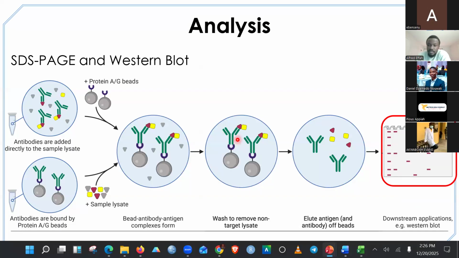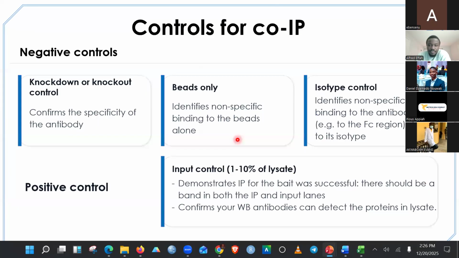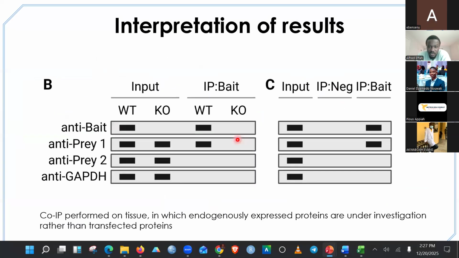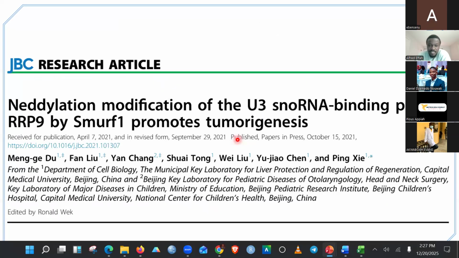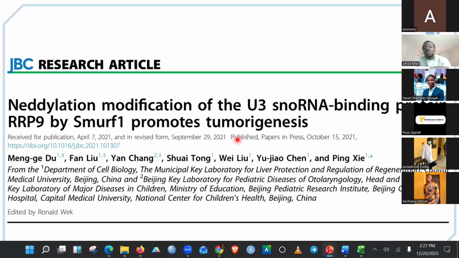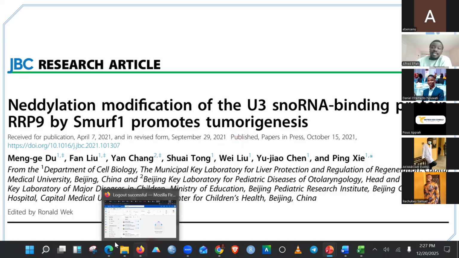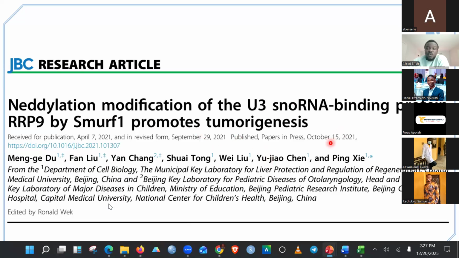All right, so that is that on co-immunoprecipitation. So this paper utilized co-immunoprecipitation to answer their question. So RRP9 is a snoRNA binding protein. snoRNA is one of the types of RNA. It is involved in chemical modification of RNA to form ribosomes.